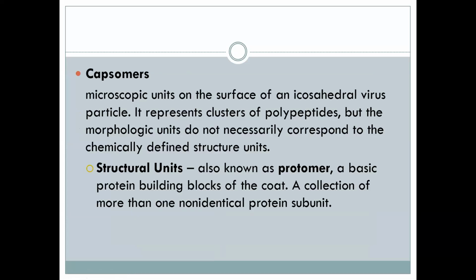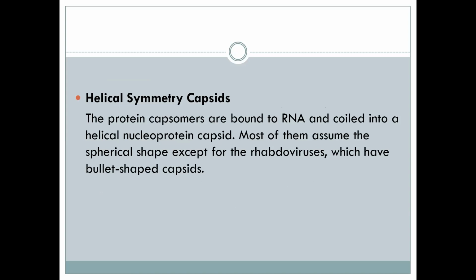So capsomeres are microscopic units on the surface of an icosahedral virus particle, and each represents a cluster of polypeptides, but the morphologic units do not necessarily correspond to the chemically defined structural units. Your structural units are also called protomeres, the basic protein building blocks of the coat, a collection of more than one non-identical protein subunit.